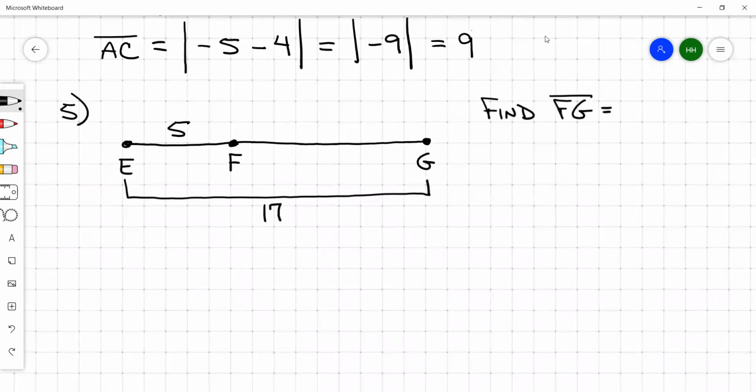Talked about this a couple days ago. If you take the big piece, which is 17, and you subtract one of the smaller pieces, which is 5, doesn't that give you the other smaller piece? Doesn't EF plus FG have to equal EG? All right, so FG is going to be equal to 12. This entire segment minus one of the smaller segments equals the other smaller segment.